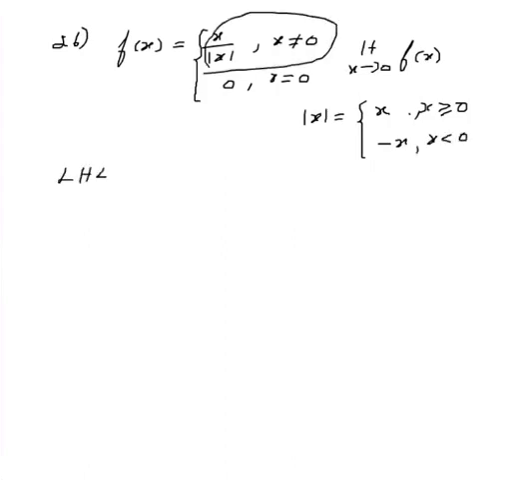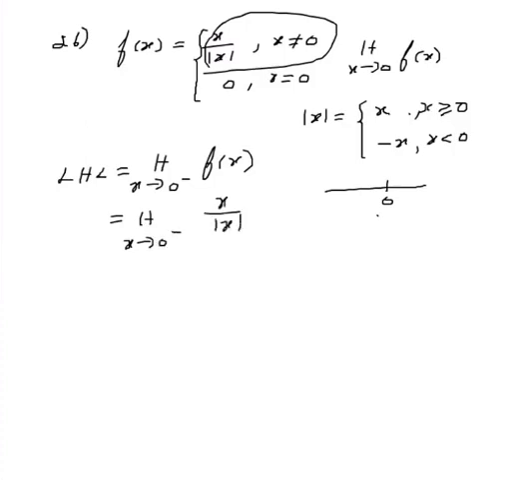Let us find LHL. Because we have two different definitions for the absolute value function, we need to do LHL and RHL. LHL is limit as x tends to 0 minus of f of x. Here x tends to 0 because x cannot take the value 0 in this function x divided by absolute value of x. So we can only go closer and closer to 0, remember that, because the function is not defined at x is equal to 0. So we cannot substitute directly x as 0 in this question.